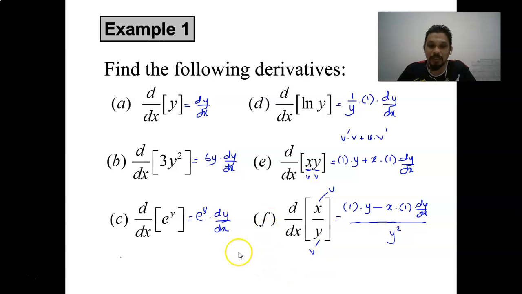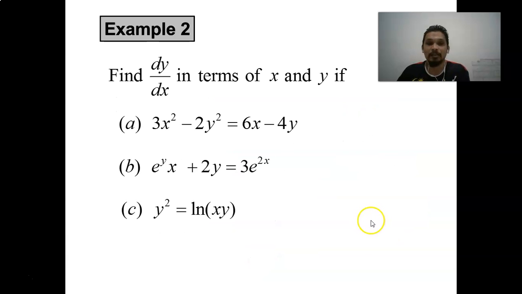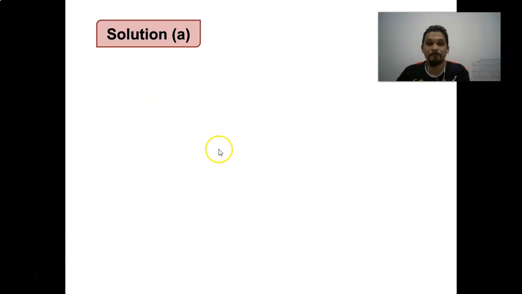So for this one here, which is u prime dot v minus u dot v prime divided by v squared. Okay, so u equal to x, u prime multiplied with v minus u and differentiate v. Okay, v prime here differentiate y, 1 and dy dx, divided by v squared, which is y squared here. Okay, now find dy dx in terms of x and y if this is given here.